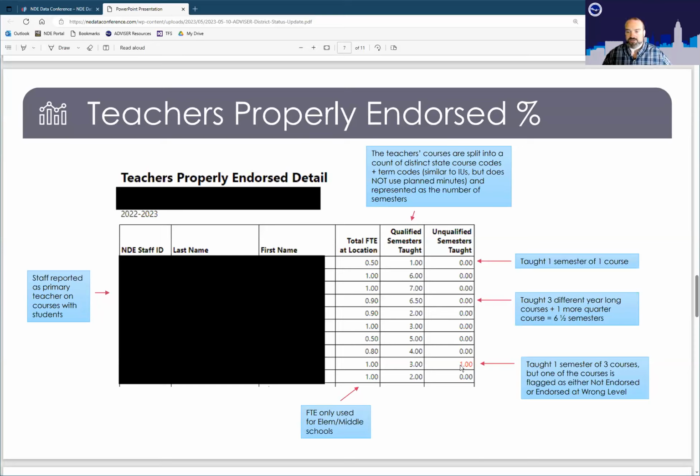And down here, you see someone who's got this number in red. Actually, that's not correct. So they actually taught 4 semesters total. Maybe they taught 4 different semester-long classes, but out of those 4, 1 of them they are not qualified. Either they're not endorsed or they're endorsed at the wrong level.